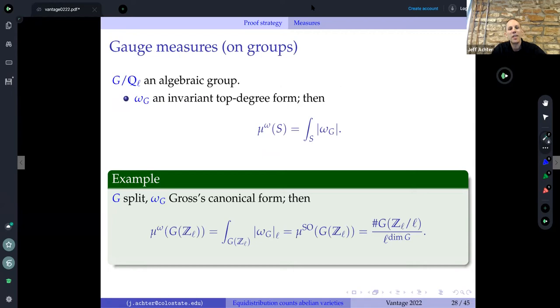There is a sort of gauge measure if you have an algebraic group. So if you ever have a top degree differential form, you can integrate it over subsets. And on a group, you can look for an invariant non-vanishing top degree form. And then you use that to measure sets. So the measure of a set is what happens when you integrate the size of this form along this set. In the case of a split algebraic group, then Gross has told us a favorite invariant form to use. And it turns out that this canonical form actually computes the Serre-Oesterlé measure. After the fact, you could use that to say, oh, this was a good choice of form. So integrating this differential form counts points.